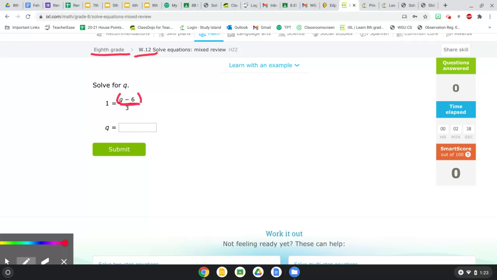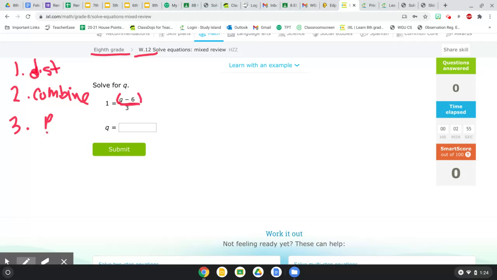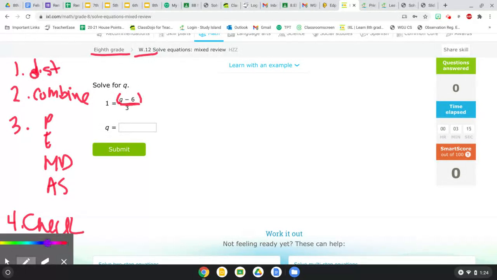Typically we deal with step 1, the distributive property, 2, combine like terms, 3, that's when we do that reverse order of PEMDAS, and 4 is checking. I don't have the distributive property in this case, and I don't have any like terms to combine on the left side or the right side. So now I'm going to start going backwards up my PEMDAS.